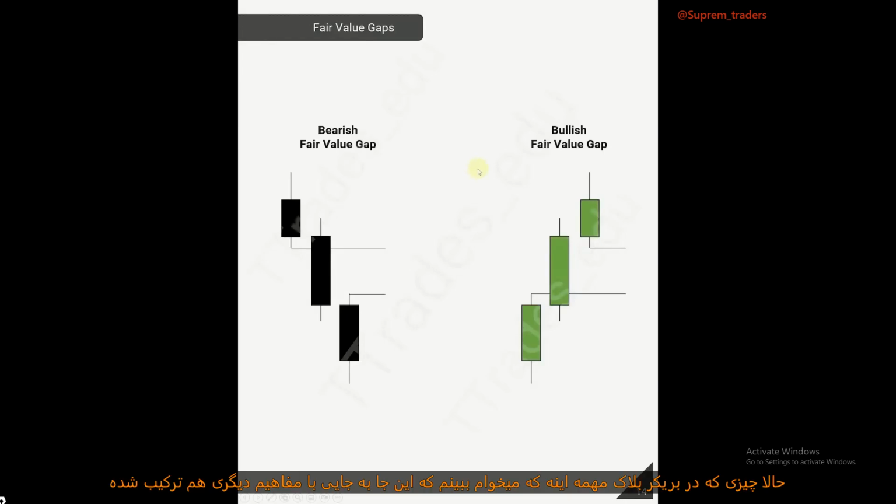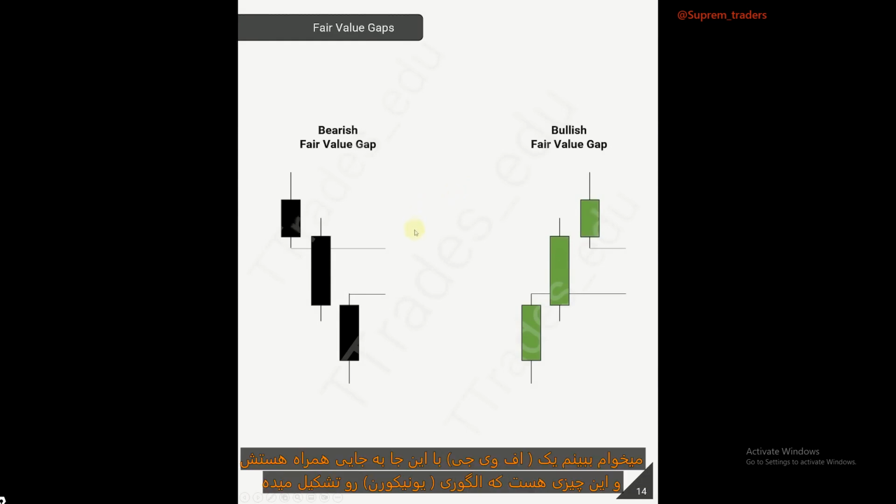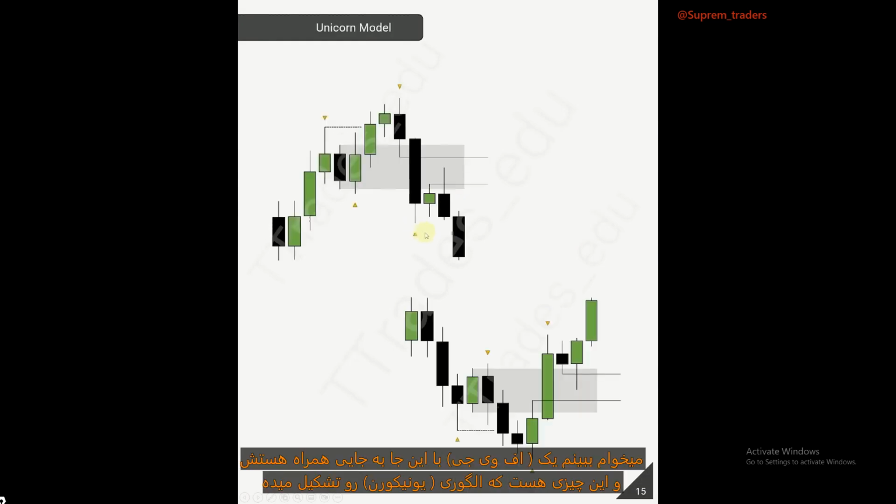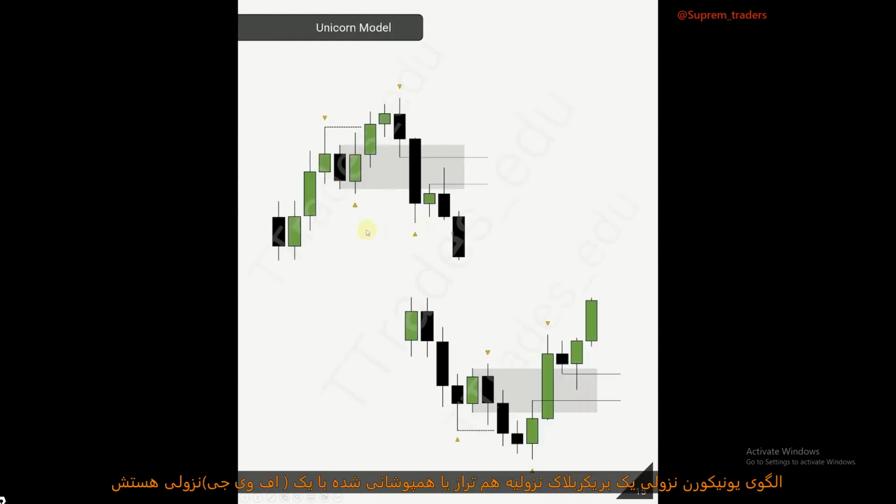Now, one thing that is important with breaker blocks is I want to see displacement paired with them. So for example, I want to see a fair value gap overlapping with them, and that is what forms the unicorn model. The unicorn model is where we have a bearish breaker block aligned with a bearish fair value gap. A bullish unicorn model is when we have a bullish breaker overlapping with a bullish fair value gap. So let's go back into that example we just went over and see if we can see the unicorn model.